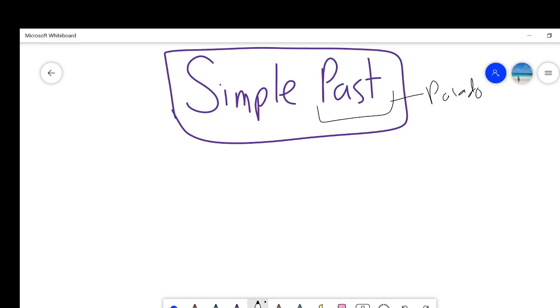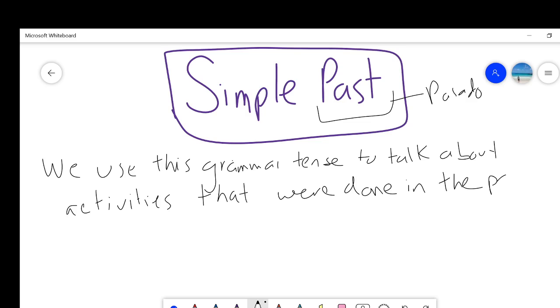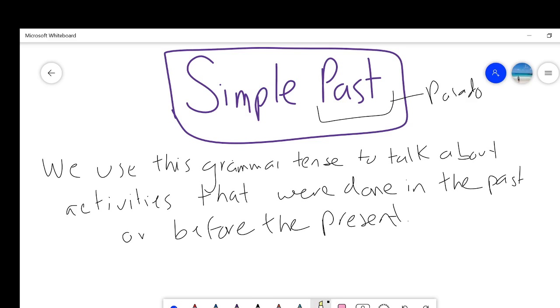And this one, remember, is a tense. So in this case, it says, we use this grammar tense to talk about activities that were done in the past or before the present. Yeah? So one more time, over here is telling you we use this grammar tense to talk about activities, yeah, that were done in the past, okay, or before the present. Yes, as simple as that.